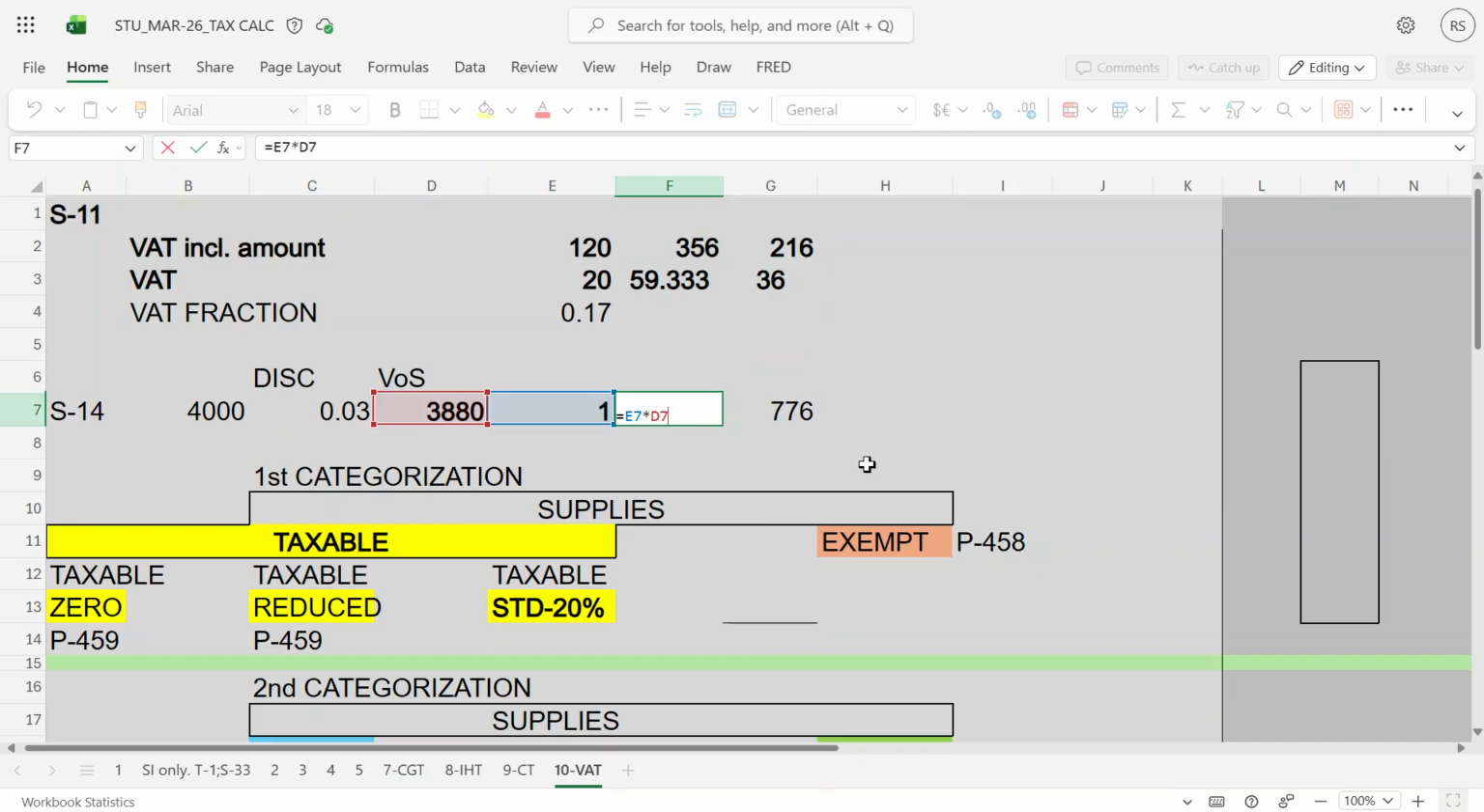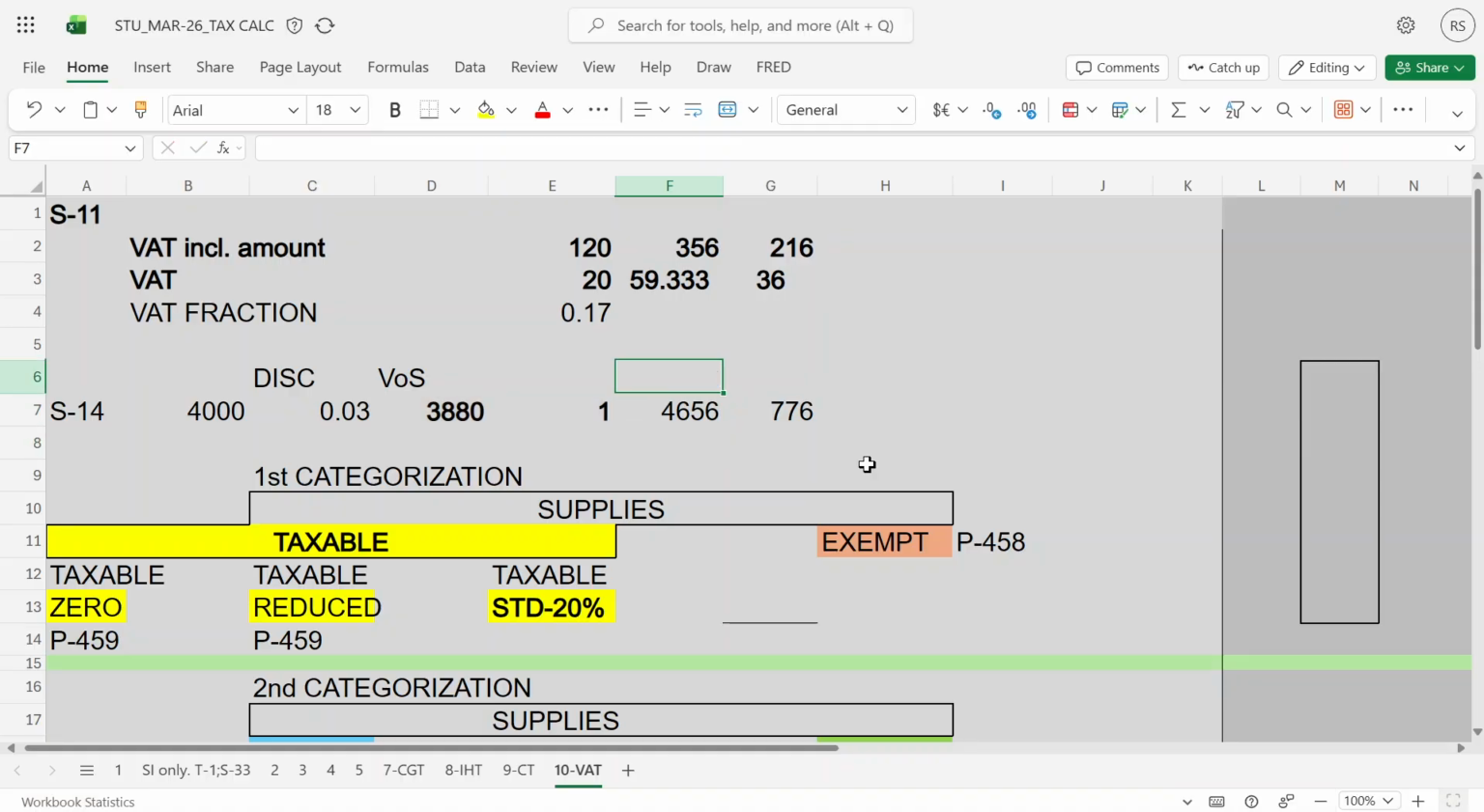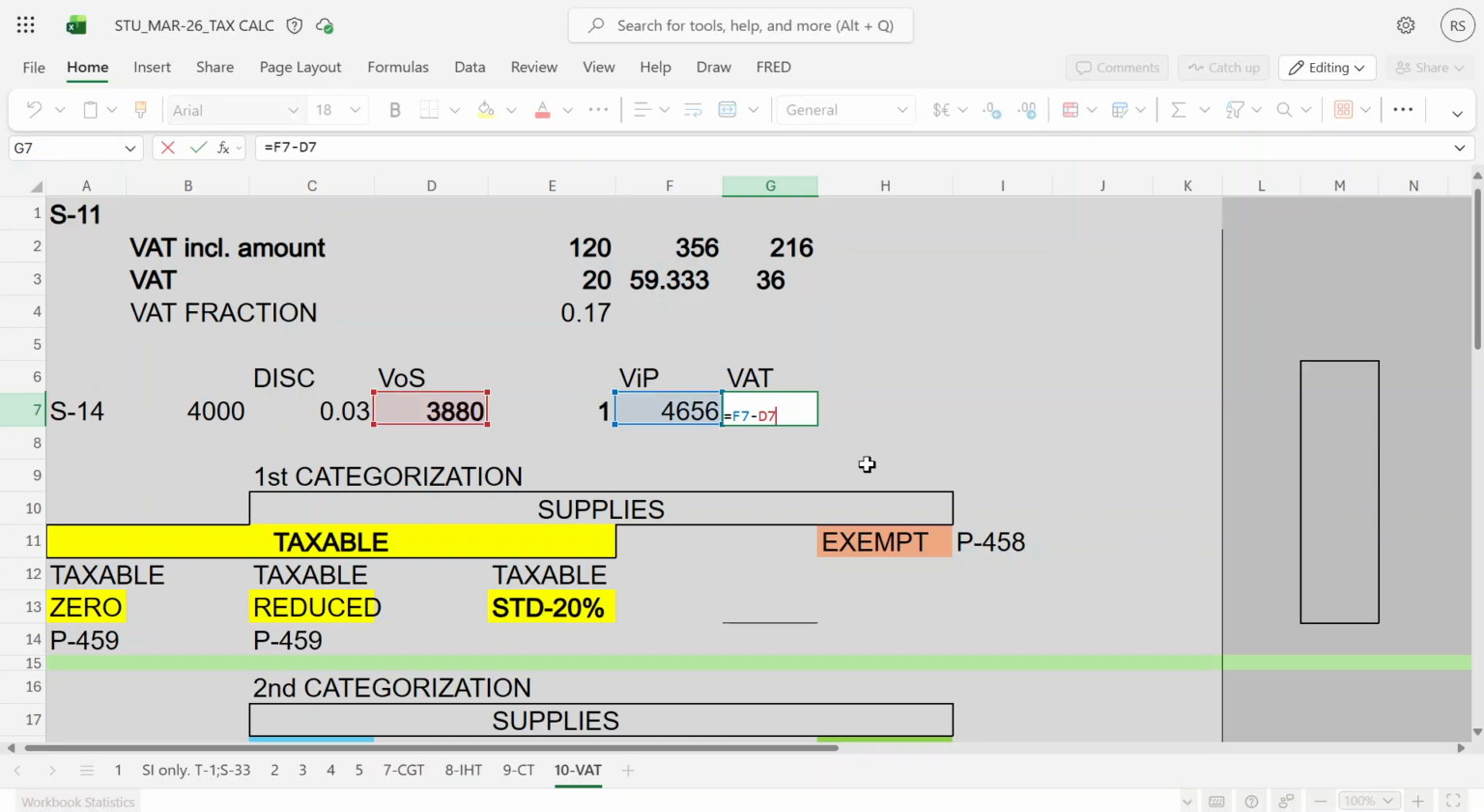What is this? This is basically the value of the supply times 1.2 to give you this. This is the consideration, okay? Or we'll call it the VAT inclusive price. The VAT inclusive price, the VIP, all right? This means VAT inclusive price, and this is the VAT, right? So the VAT is basically the VAT inclusive price minus the value of the supply. Is this clear? Yeah? Example?